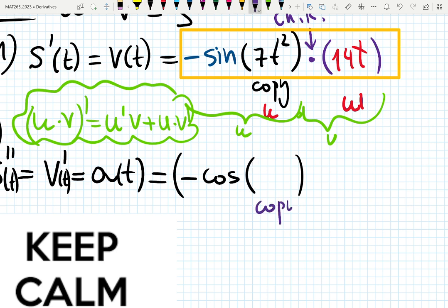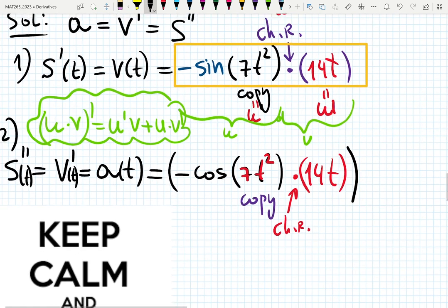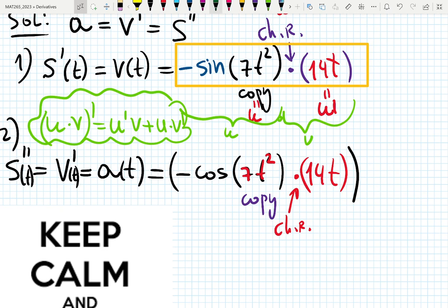Just copy it. Remember, because it's a function inside sine, right? It's still that u we have from the previous calculations. So let me copy 7t squared, maybe in red. 7t squared is still copied. And I'm not done, because I did not differentiate 7t squared, so I will do times, and that's chain rule here. The derivative of 7t squared is, again, 14t. And that is just u prime, the first derivative in the product rule.